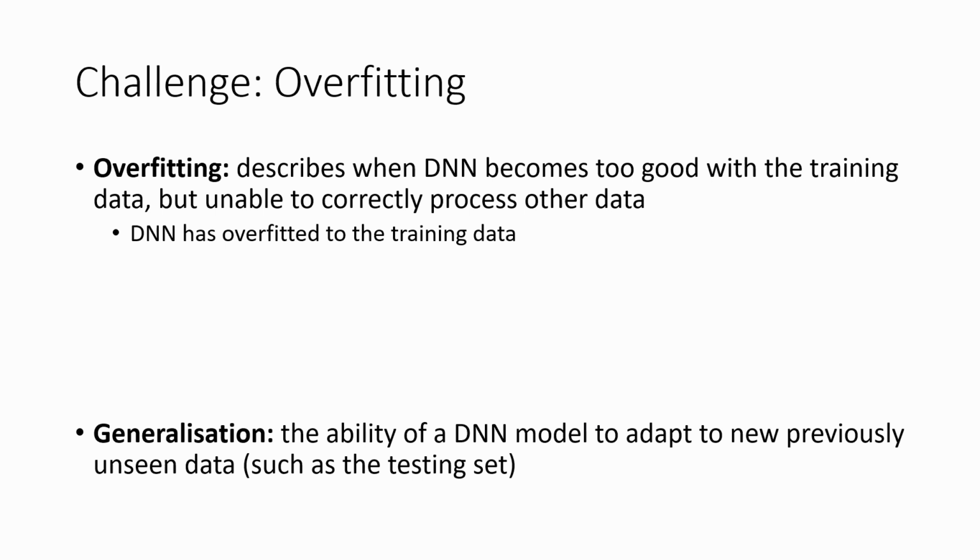Then this is something we call generalization, right? It's the ability of a DNN to adapt to newly and previously unseen data, such as a testing set. So generalization is a very important concept that I want you to walk away with, at least knowing what it is. It's the ability to use what you've learned and apply it to things that you haven't seen before, and those things should ideally be things that you should know about, right?